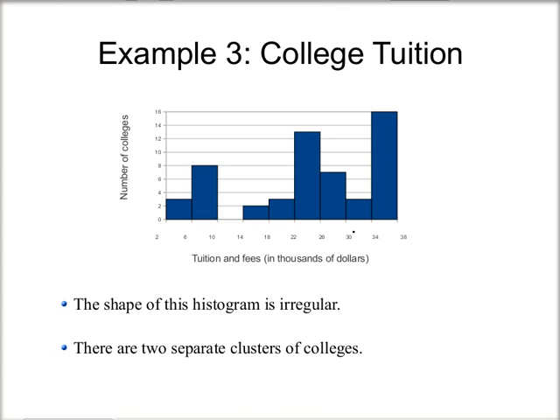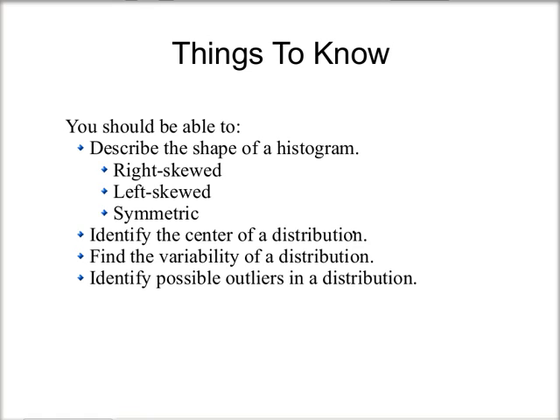So that finishes up that example, and here's just a list of things you should know from this section. You should be able to describe the shape of a histogram, tell if it's right skewed, left skewed, or symmetric, or if it's none of these, then we'd call it irregular. You should be able to identify the center of a distribution, which is the point where half of the individuals fall below that point and half of them are above that point.